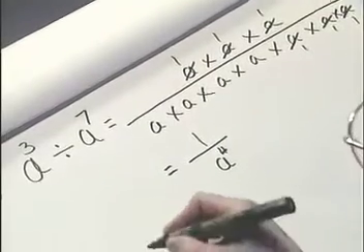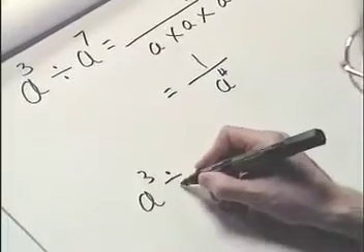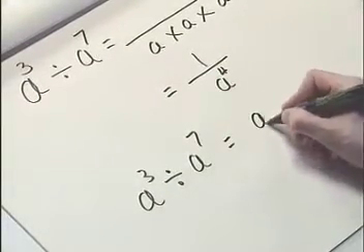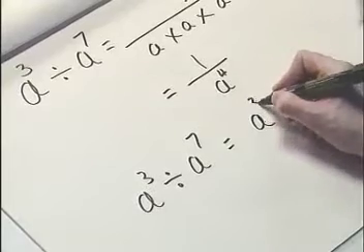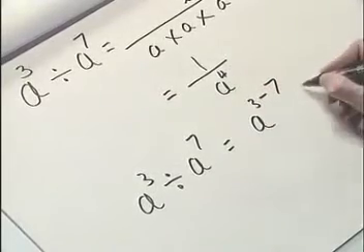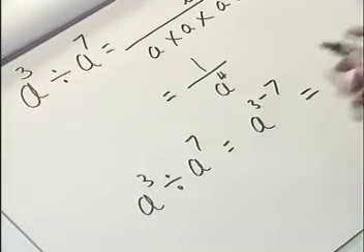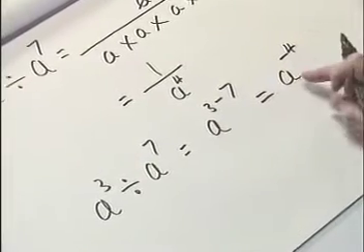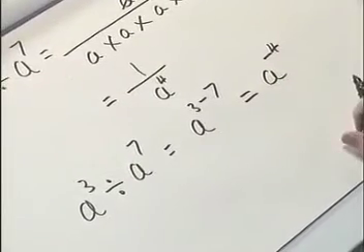Let's use our third law, our third rule, and do it by subtracting the indices. Well, 3 take away 7 is minus 4. So we've got a to the power minus 4.